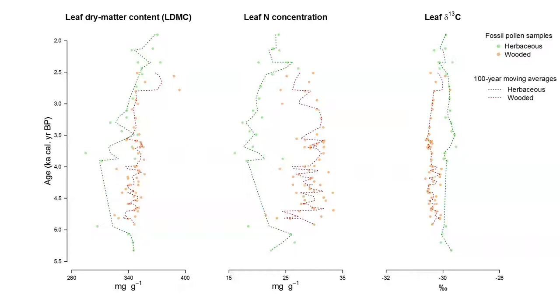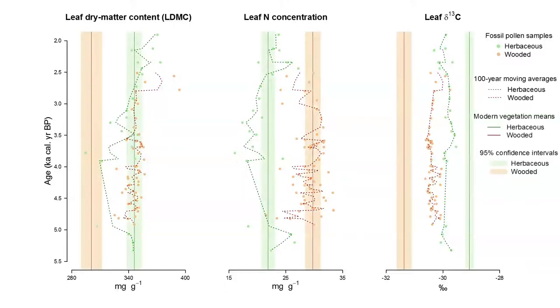We can, however, see a separation between the wooded periods and the herbaceous periods in the fossil record, especially in the leaf nitrogen concentration in the middle graph and in the leaf delta C13 on the right there. I also overlaid the means of the modern vegetation of the Fenland communities we sampled, and those shaded areas are the 95% confidence interval of the model means. So we can see here that, for example, for LDMC, the wooded periods in the mid to late Holocene showed substantially higher values than what we see today in those Fenland communities. However, the leaf nitrogen concentration showed similar values to what we recorded today.